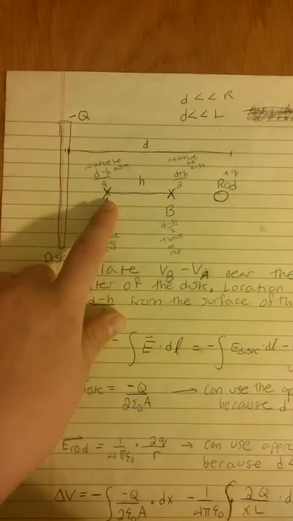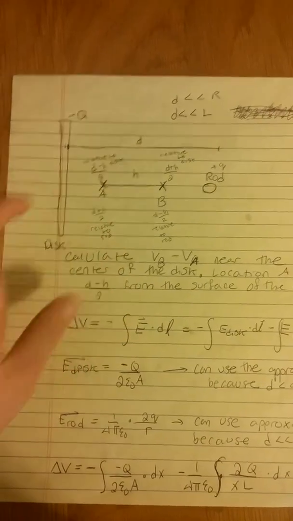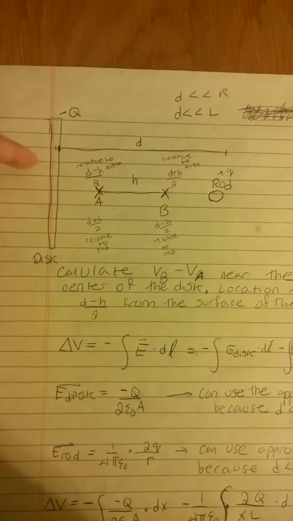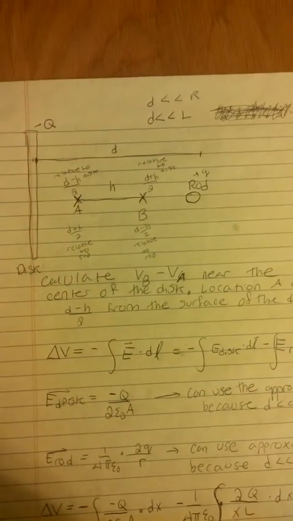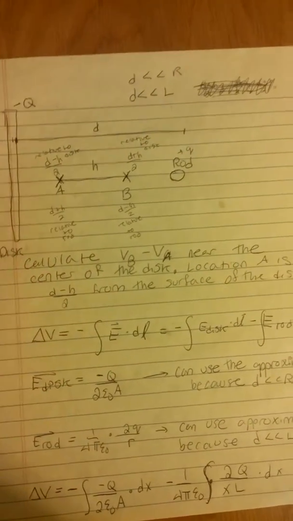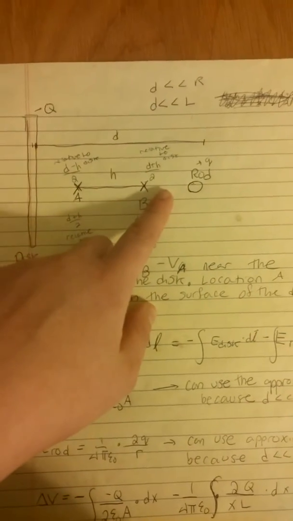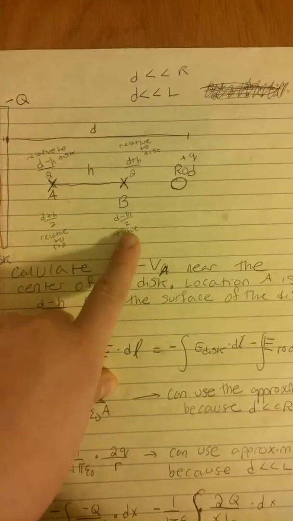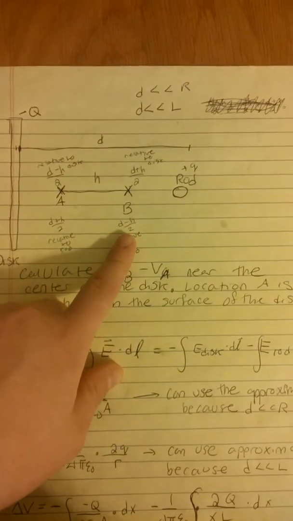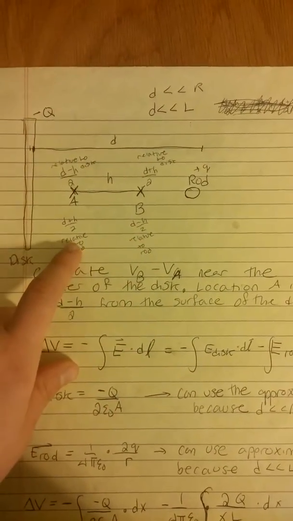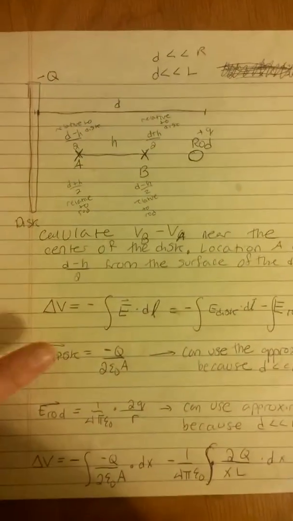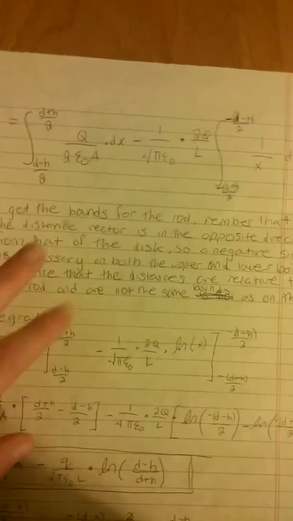To find the parameters, the problem tells us that A is d minus h over 2 away from the disc, and we have to take into consideration that the parameters are usually in relation to that object. So for the disc, it's these from here to here, but notice how for the rod they're flipped. It's minus d minus h over 2 and d plus h over 2 in relation to the rod. It's how far away you are from a rod or how far away you are from a disc. So that's how we got these parameters and these ones.